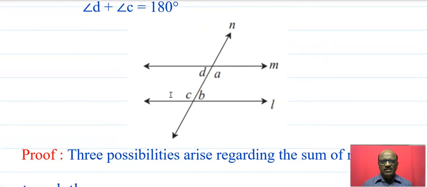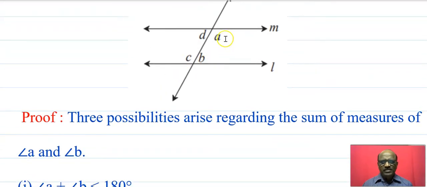Now see this figure. Lines L and M are two parallel lines. N is their transversal, and the measure of angle A plus the measure of angle B is equal to 180, means they are supplementary. Measure of angle C plus measure of angle D is equal to 180, means they are supplementary, and this we want to prove. We will prove that the measure of angle A plus B is equal to 180.